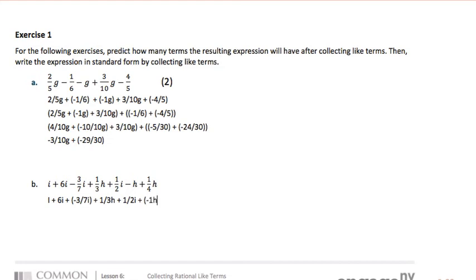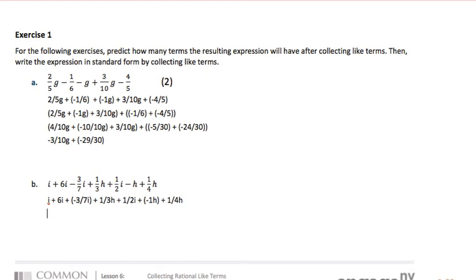And we'll make this negative 1h, because I think at this point that's kind of helpful for all of us. So we have i plus 6i plus negative 3/7 i plus 1/3 h plus 1/2 i plus negative 1h plus 1/4 h. Now we'll collect our like terms. That's a capital I there. Let's change it to a small i.